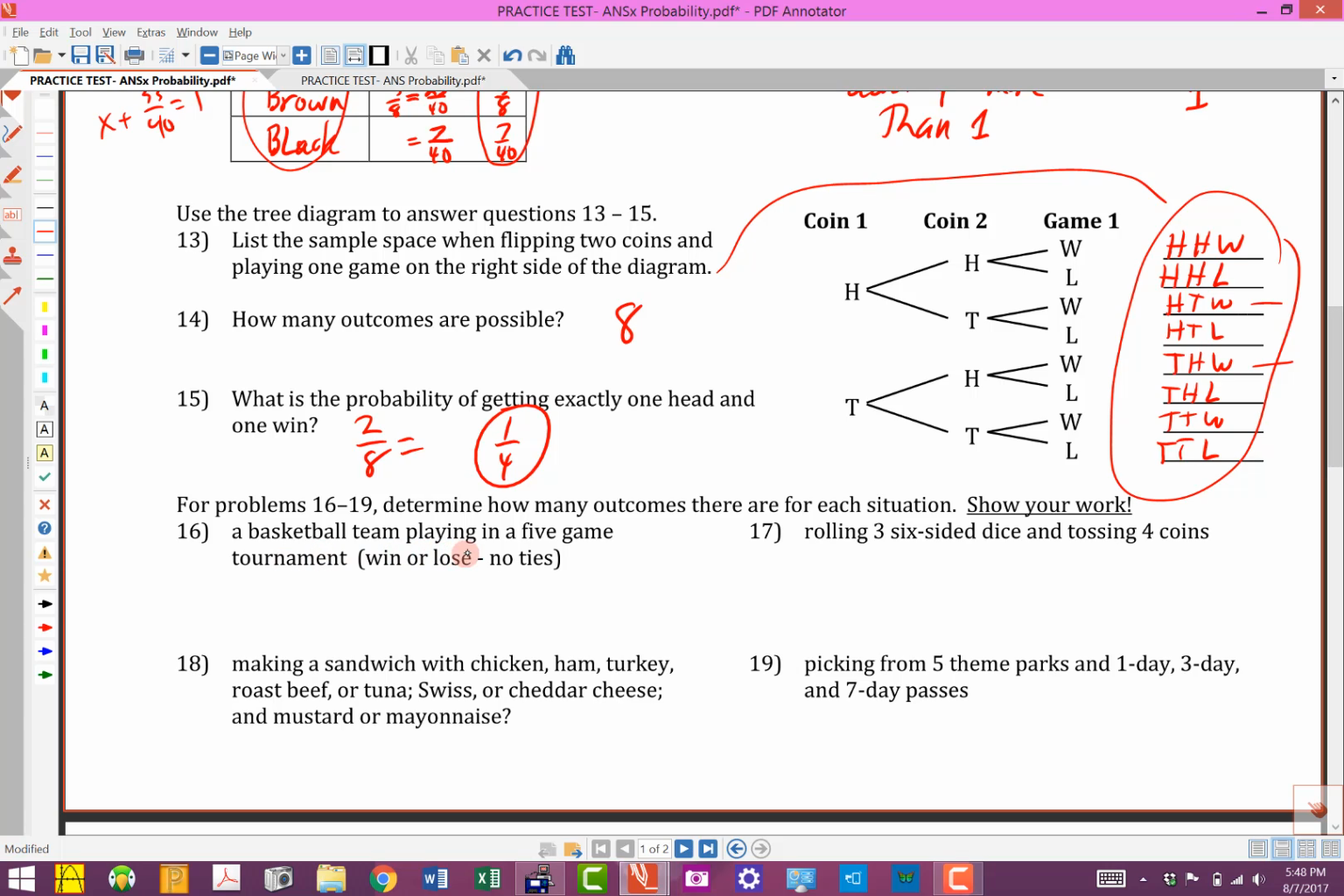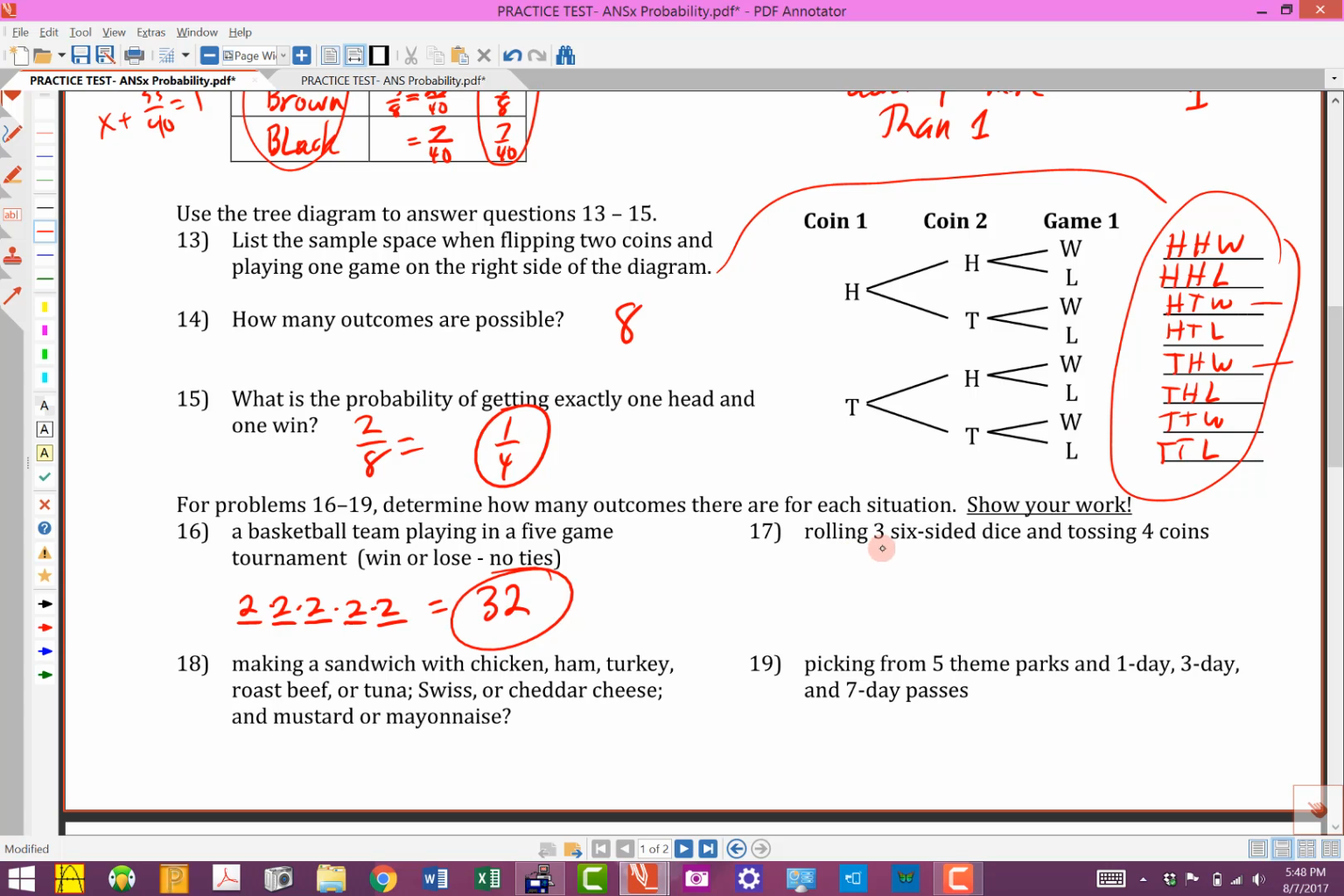So it says a basketball team playing in a 5-game tournament, win or lose, there aren't any ties. So they're going to play 5 games. So let's put our 5 choices out there, and they're going to win or lose. So 2 options there, 2 options here, 2 options here, and 2 options there. So we're going to multiply all those together, and when you multiply all those together, because that's what the fundamental counting principle says, you'd end up with 32 outcomes. Finished. And again, that would be a nightmare of a tree diagram to do. So good thing we've got that fundamental counting principle.